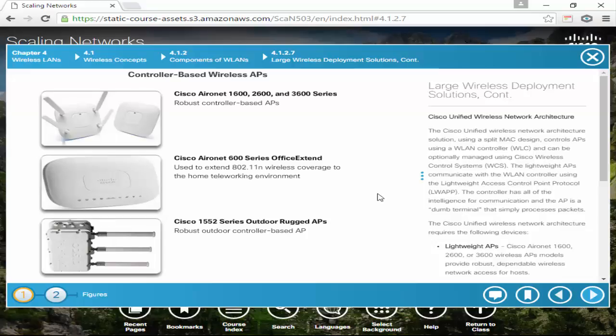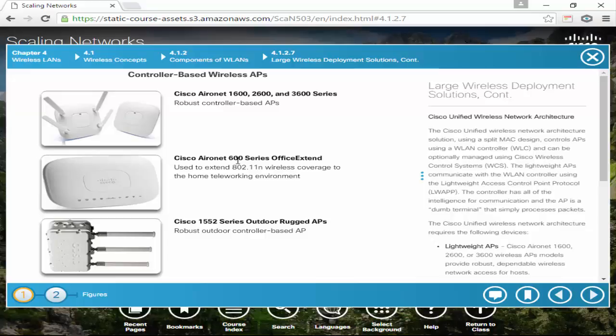Large wireless deployment solutions. So here's our controller-based access points. These ones are what you're going to see inside of LCSE or hospitals, those type of businesses. This one right here is very cool.